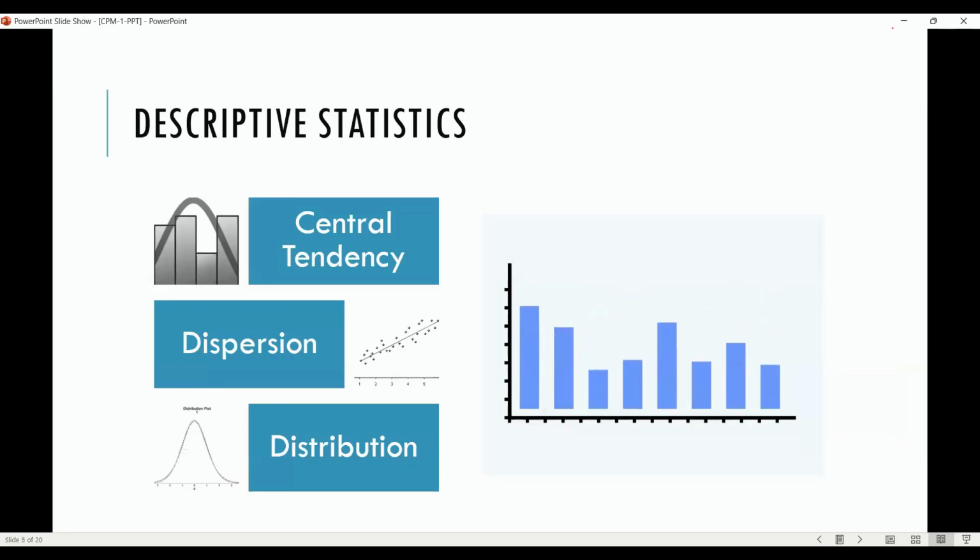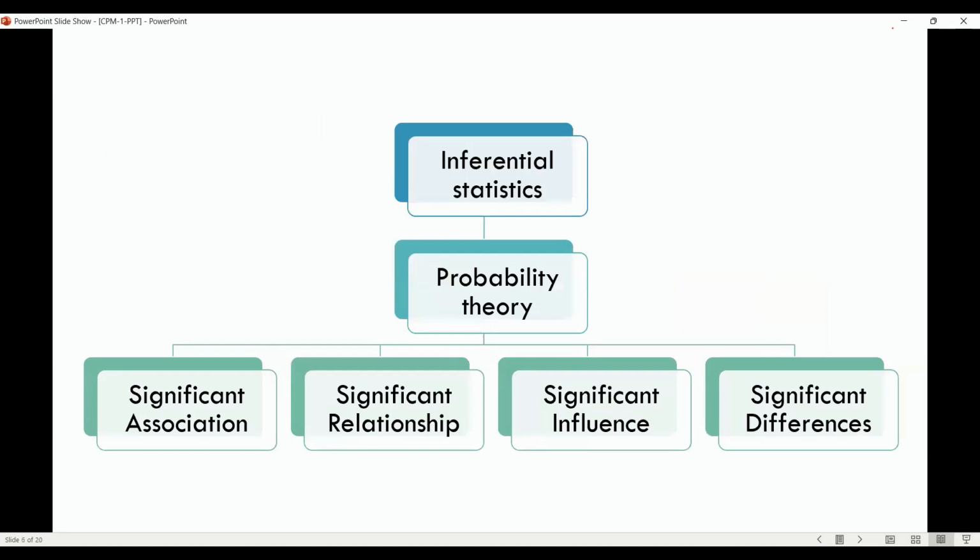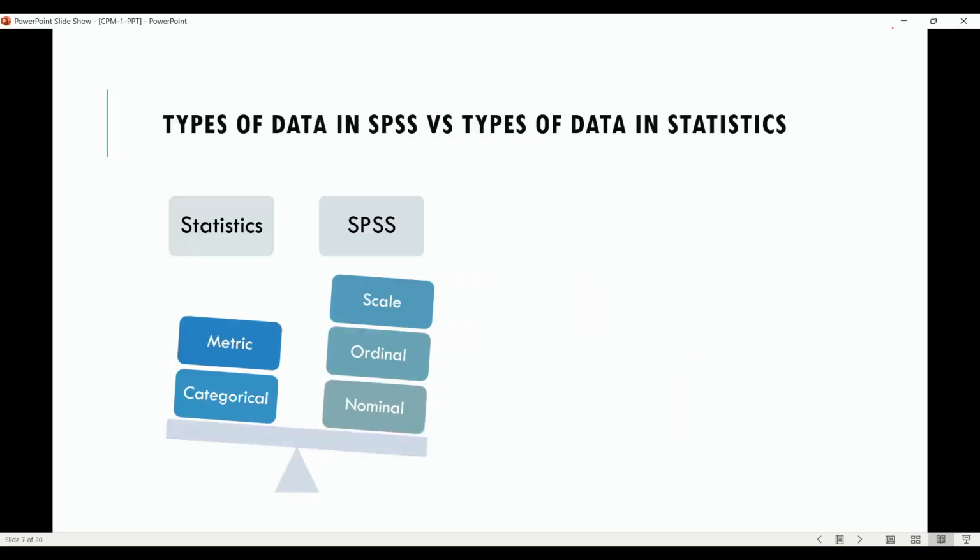Whether to describe the data set, for which we use descriptive statistics, and to identify whether there is significant association between the variables or not, or is there any significant relationship between the variables considered for the study or not, or is there any significant influence of one variable on another variable or not, or is there any significant difference between the variables considered or not. It is for these 5 reasons we are doing statistics.